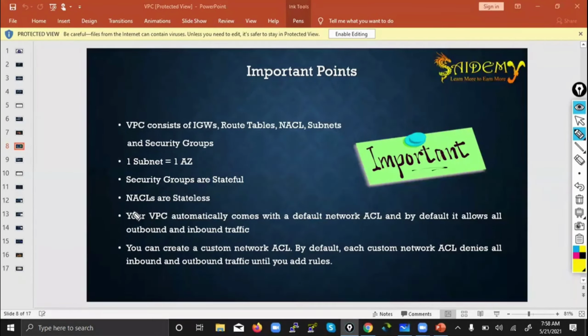And then, whenever you create a VPC, your VPC automatically comes with a default NACL, and by default it allows all inbound and outbound traffic. Yes or no? What do you think, guys, about this point? Is this point correct or not?